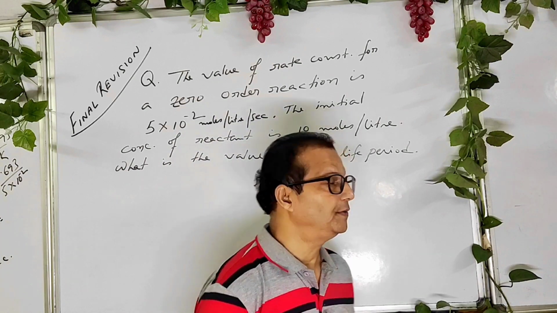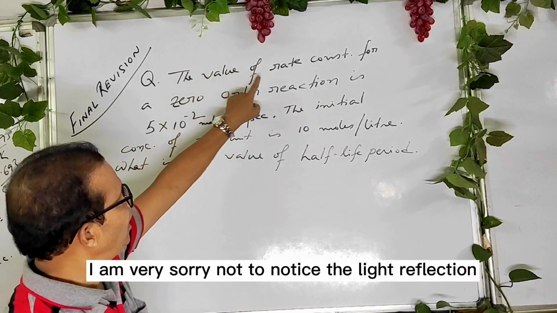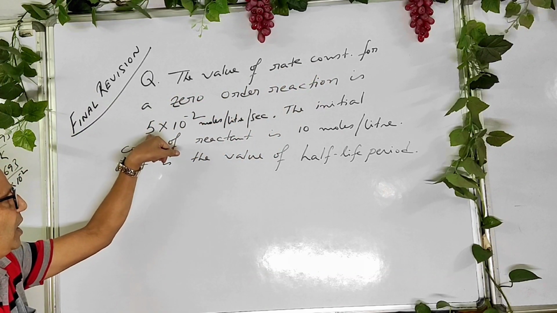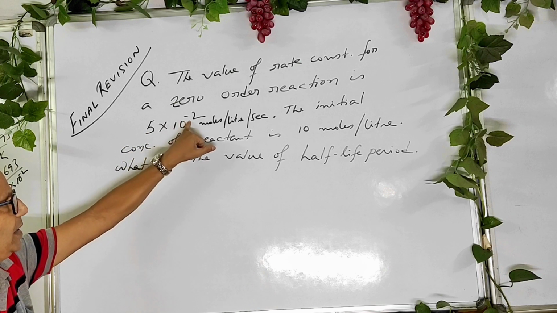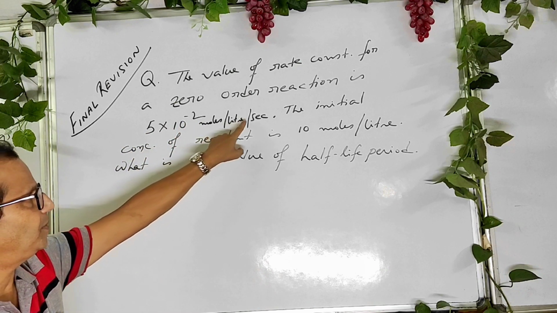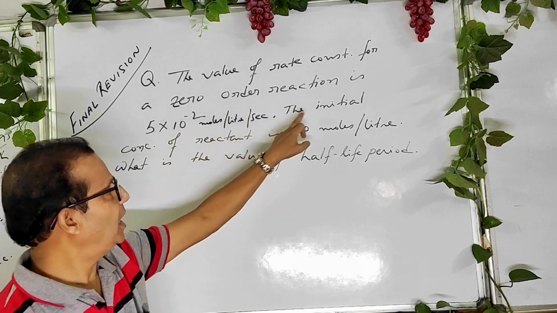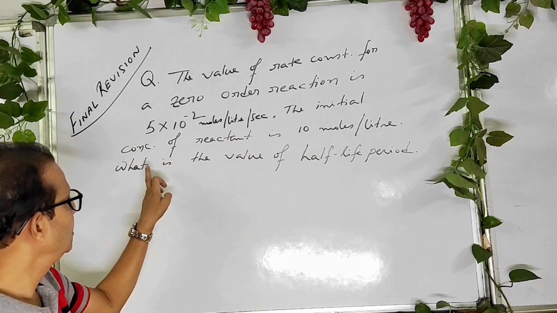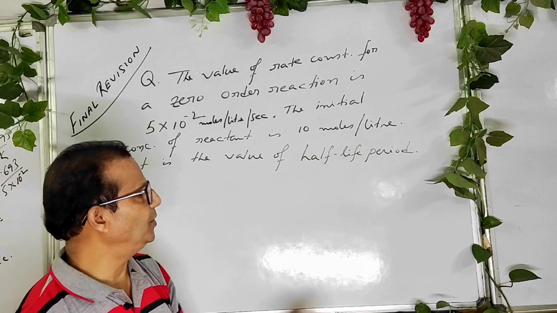So the first question. The value of rate constant for a zero order reaction is 5 into 10 to the power minus 2 mole per liter per second. The initial concentration of the reactant is 10 moles per liter. What is the value of half-life period?